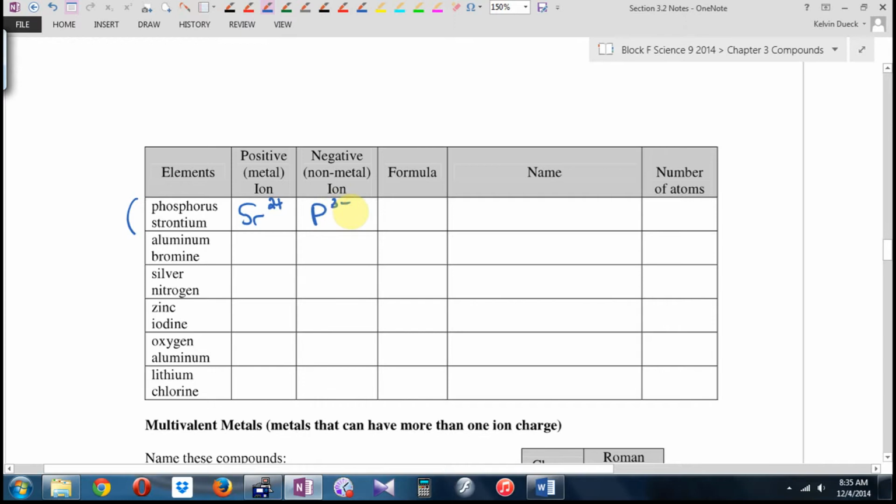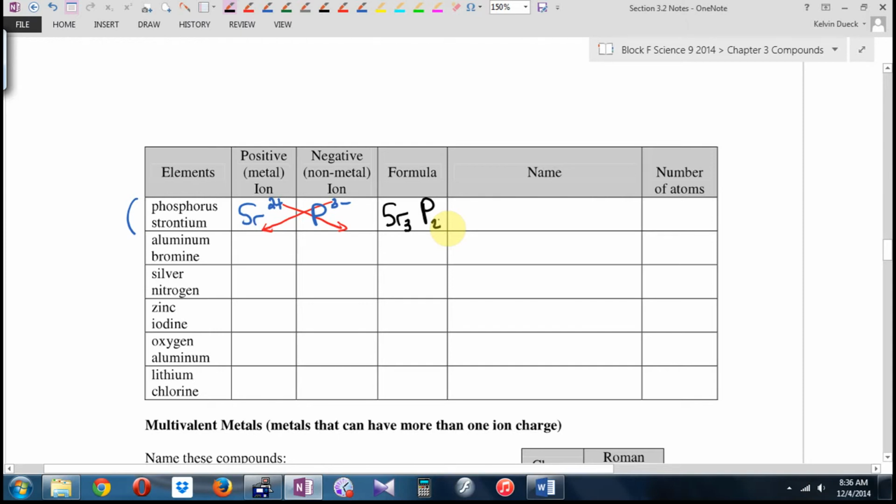So if you wanted to join those together and have a stable compound, how many of each would you need? And this is where you can use this shortcut called the crisscross rule. And until you get good, I encourage you, draw the arrows. The formula is going to be Sr, how many strontiums will I need for this to be stable? 3. How many phosphoruses will I need for this to be stable? 2. I would call this strontium phosphide.